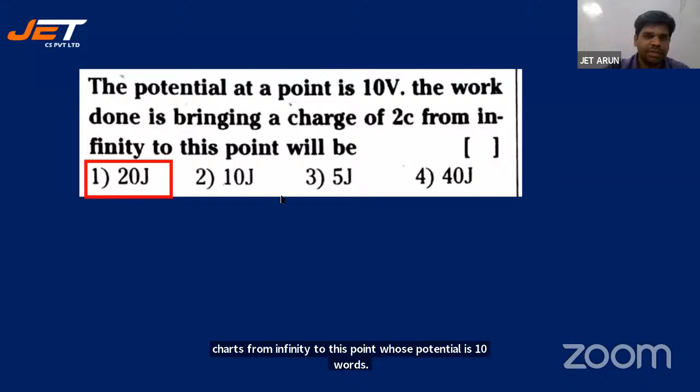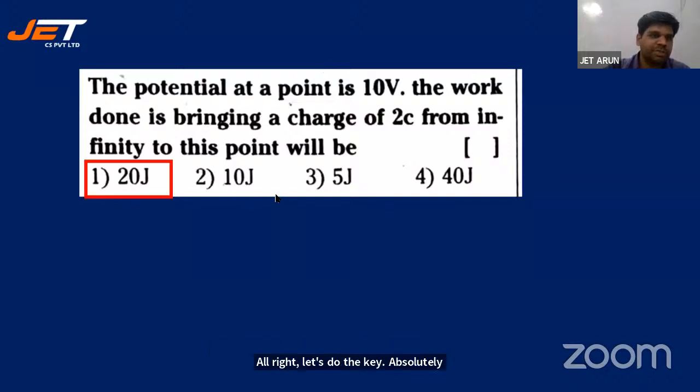All right, let's go to the key. Absolutely right, students. One is absolutely right. Some of you said 3, not 5 joules. You are not supposed to divide 10 by 2. It's 10 times 2, students. Potential is work done per unit charge. So work done by 2 is equal to 10. So work done is 10 into 2, 20 joules.